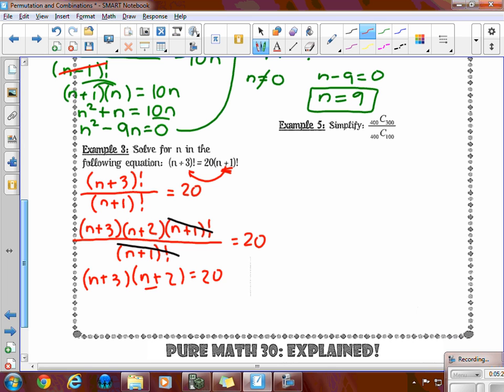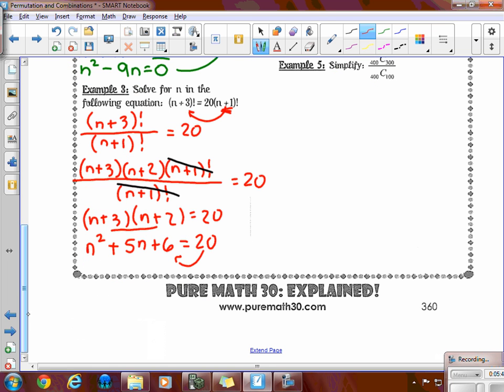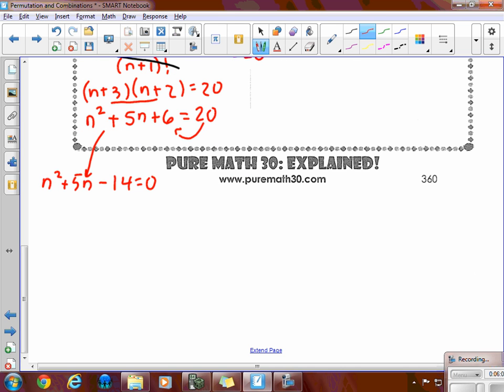Now we have to FOIL or multiply these two binomials together, which gives me n squared plus 5n plus 6 equals 20. Bring the 20 over to make this statement equal 0. So we're actually going to have, and I'll move this down here a bit, n squared plus 5n minus 14 equals 0. Now we have to factor this quadratic. We need two things that multiply to negative 14, but add to a positive 5. That turns out to be n plus 7, n minus 2 equals 0.